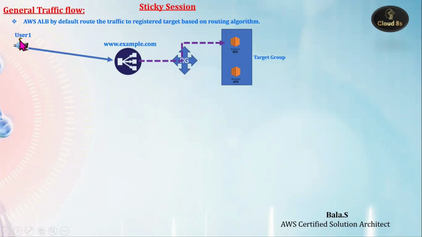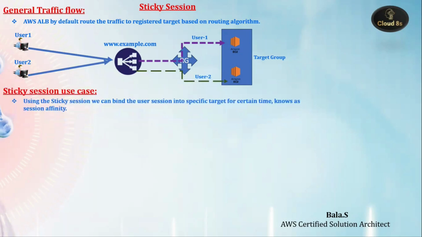But in some scenarios, we need to bind the user session to a particular EC2 instance. For example, whenever the user tries to connect, the load balancer should send the traffic to the same instance inside the target group, so that the user can access the application at all times. That is where the sticky session helps us bind the session with the same target. In the same way, if user two tries to connect to the load balancer, it will send the traffic to one of the EC2 instances, and again, if that user connects, it will send the traffic to the same EC2 instance. This is called the sticky session. We will discuss more about how we can bind it and what options are available in the upcoming slide.